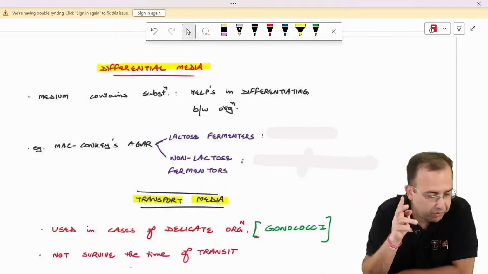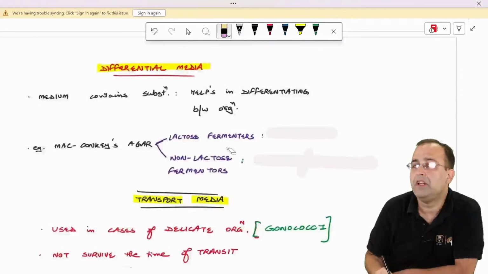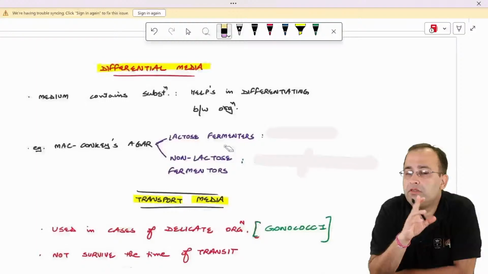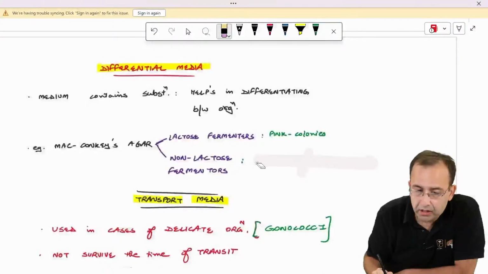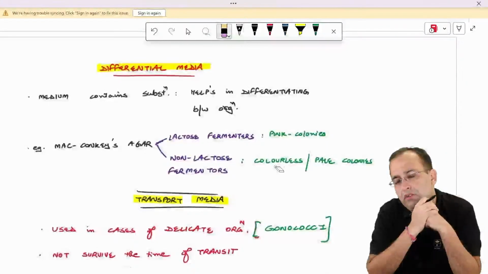Lactose fermenters will be what in color? Good evening everybody. So lactose fermenters will be pink colored versus non-lactose fermenters, which are colorless or pale colonies.